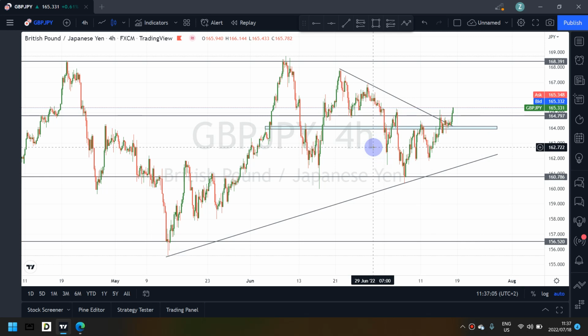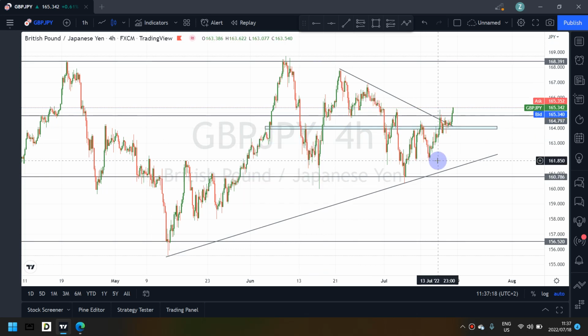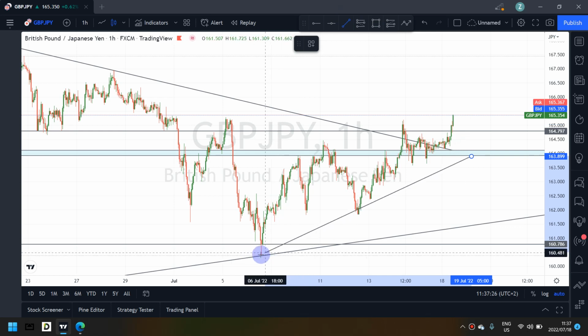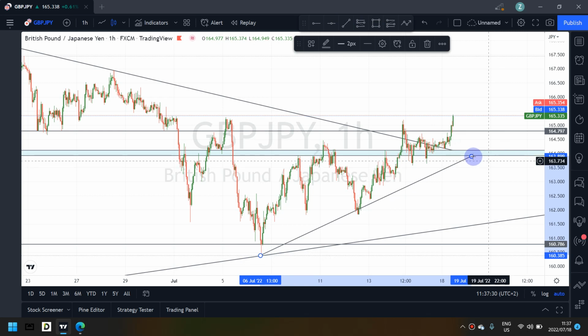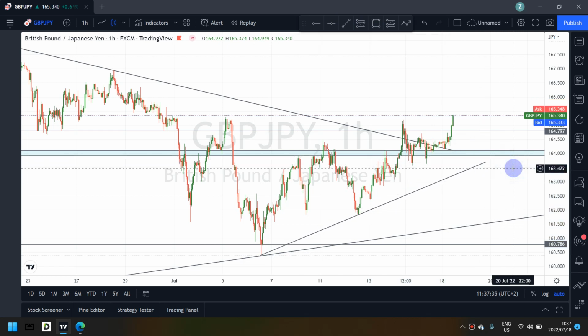So now moving on to the hourly time. Now that we have our overall direction, which is a buy, and we have our key levels, let's move to the hourly time frame. So on the hourly time frame, there's something that I'm seeing right here, which is a trend. So this is a trend that I'm seeing on the hourly time frame, right?